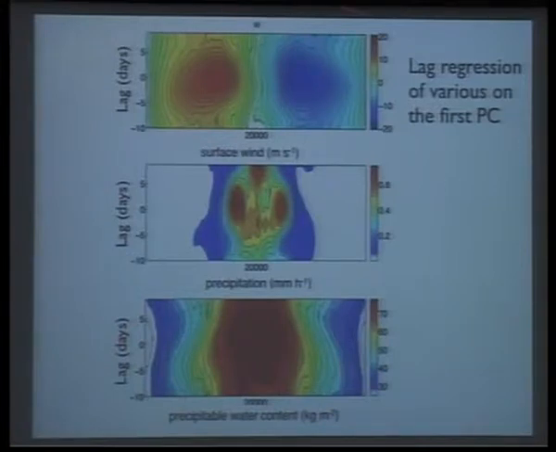By the way, for these, I'm always showing you in this case the mean plus the principal component plus the lag regression. So it's the mean plus the lag regression, not simply the anomaly.